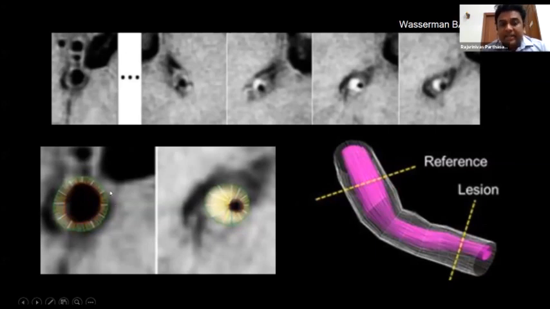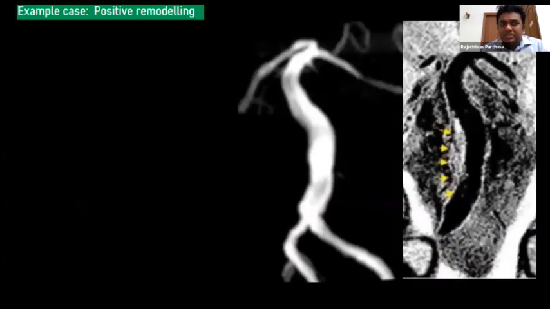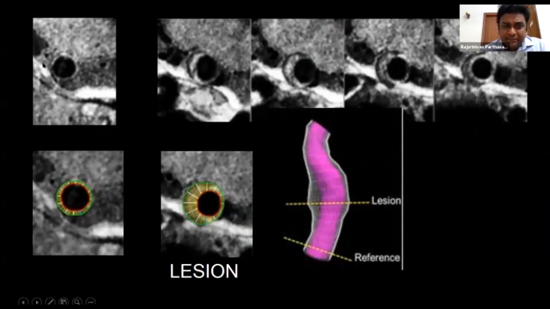This green outer lining represents the vessel area, and the red outer lining represents the lumen area. This is the normal reference site, and this is the lesion site. If you see, the vessel area is constricted, the lumen area is constricted, therefore we call it a negatively remodeled artery. Compare that with a positively remodeled basilar artery. You see there is a sizable atherosclerotic plaque, but the lumen is relatively maintained. So this is the reference site and this is the lesion site. The vessel area overall has increased in size and the lumen is relatively maintained. And therefore this is a positively remodeled basilar artery.